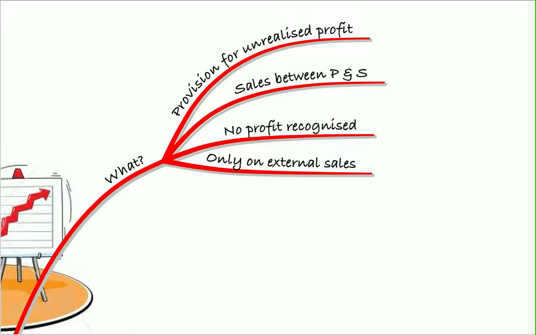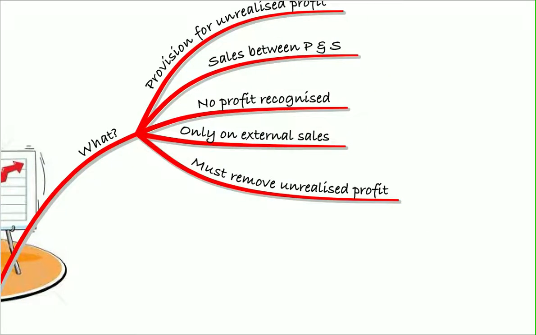Why do we do that? Because we need a true and fair view. If accountants wanted to manipulate the profit figure, well then they would sell lots and lots to their subsidiary and recognise lots and lots of profit. But it wouldn't be a true profit because from a group perspective you haven't sold the goods outside the entity. So we only recognise profit on external sales. We need to remove any of that unrealised profit.